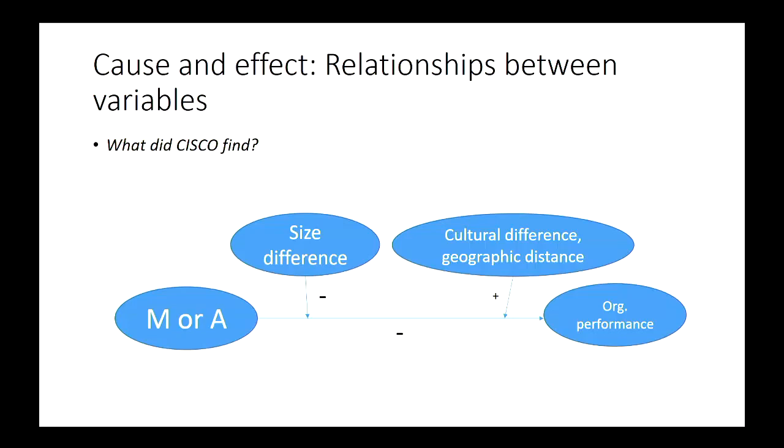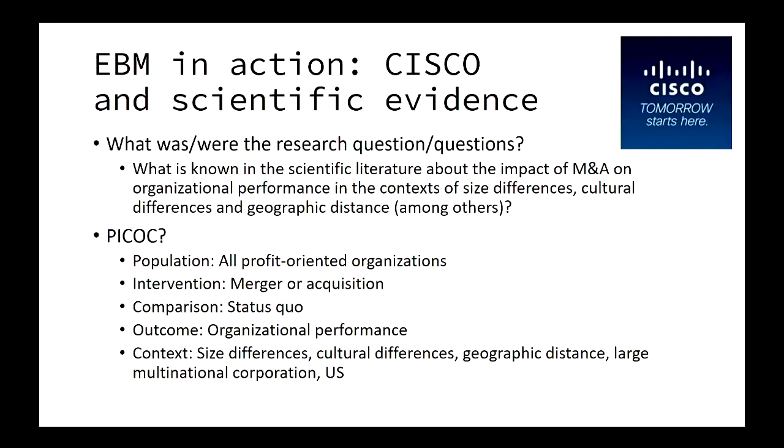Cultural differences, geographic distances, they reduce the success of merger and acquisition. So what do they do? They strengthen the negative relationship between mergers and acquisitions and performance, right? They make the negative relationship stronger. So they make it worse. They make what is already a negative relationship worse. Geographic distance and cultural difference will make it worse, right? Does that make sense? So this is how a scientific researcher will think about this.